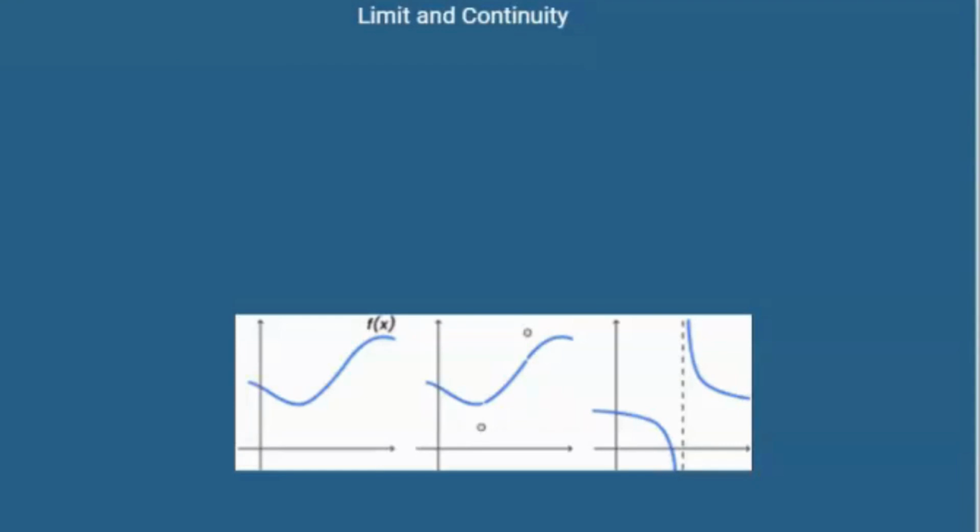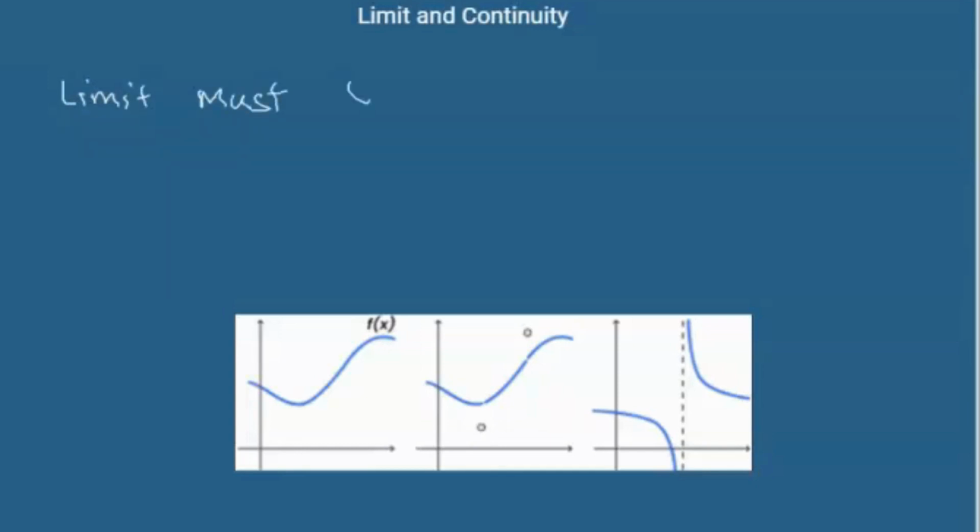Hi everyone, for this video we're going to talk about limit and continuity. This is to identify whether the function is continuous or discontinuous at a certain value of x. So for a function to be continuous at a certain point, the limit must exist.